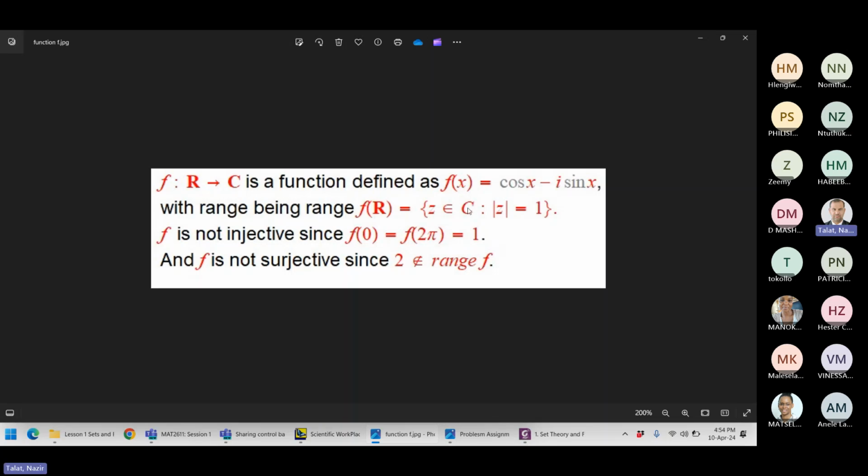So hence we get many elements that are unequal, but their images will be the same. Like f of 0 is the same as f of 2 pi. So that's why we say that such functions are not surjective or not one-one functions.